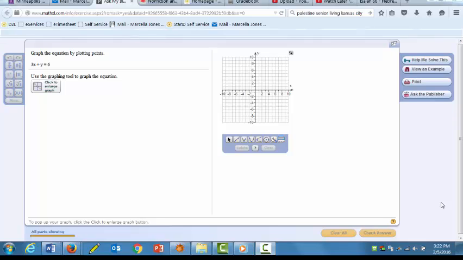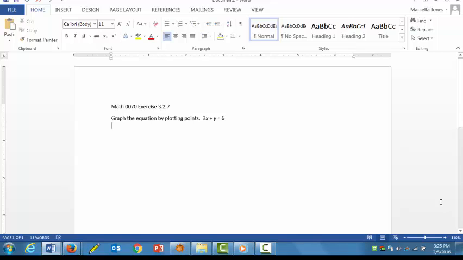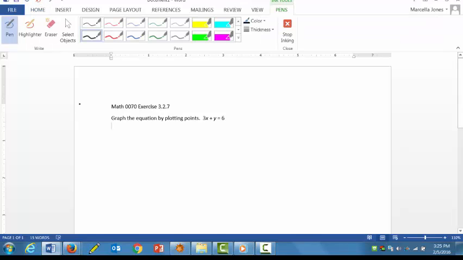Let's take a look at exercise 3.2, number 7. We want to graph the equation 3x plus y equals 6 by plotting points. Okay, so let's go to our paper. This is my equivalent of a piece of paper. And we want to graph this equation by plotting points.